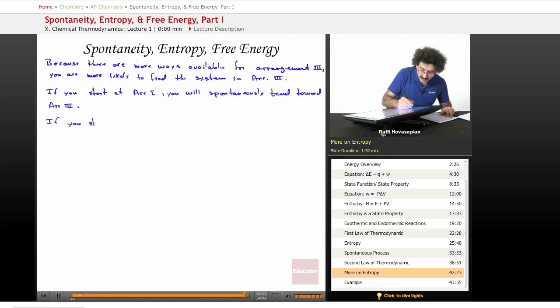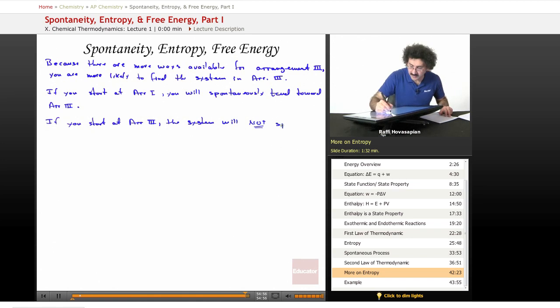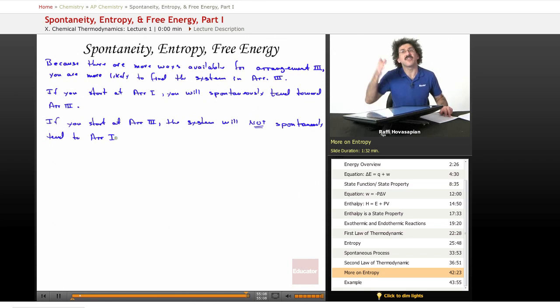If you start at arrangement 3, the system will not spontaneously tend to arrangement 1, because there's going to be a decrease in entropy. It's not going to happen. It's not going to happen, ever.